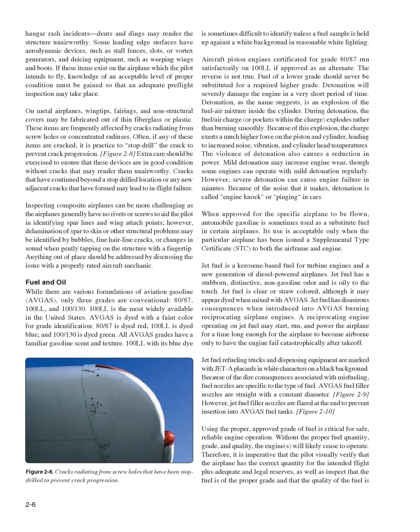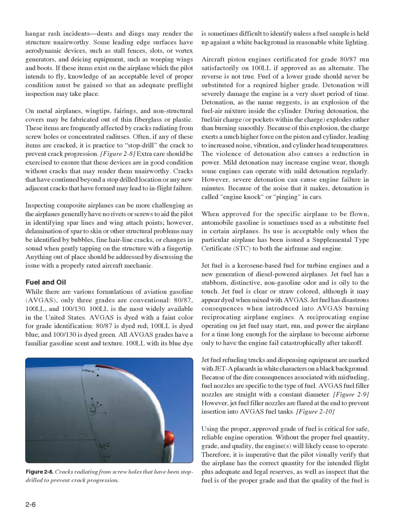Inspecting composite airplanes can be more challenging as the airplanes generally have no rivets or screws to aid the pilot in identifying spar lines and wing attach points. However, delamination of spar to skin or other structural problems may be identified by bubbles, fine hairline cracks, or changes in sound when gently tapping on the structure with a fingertip. Anything out of place should be addressed by discussing the issue with a properly rated aircraft mechanic.